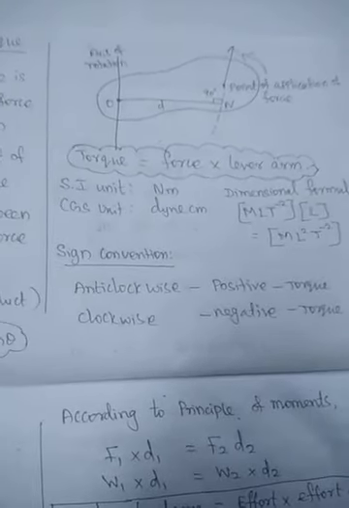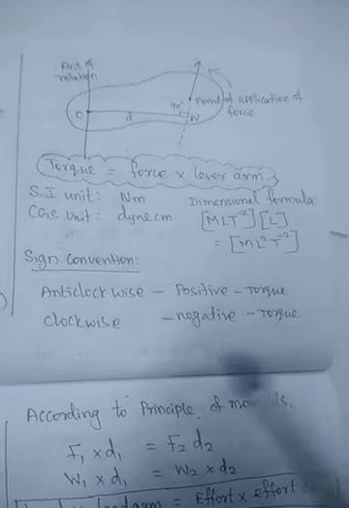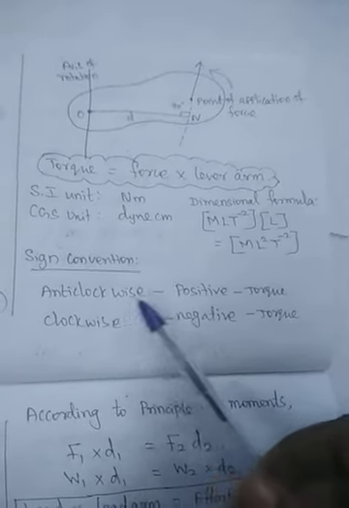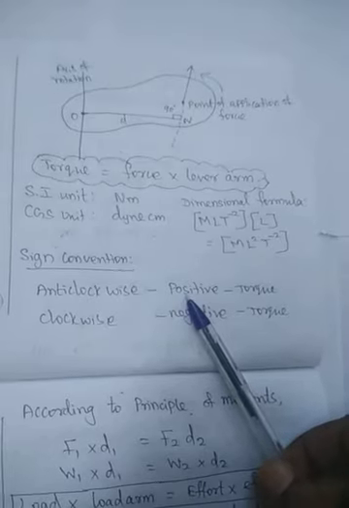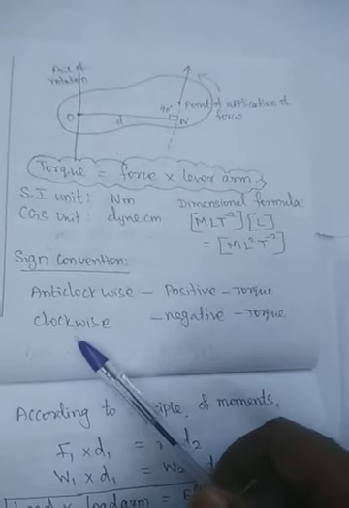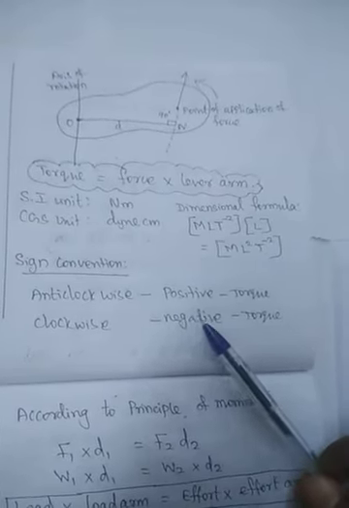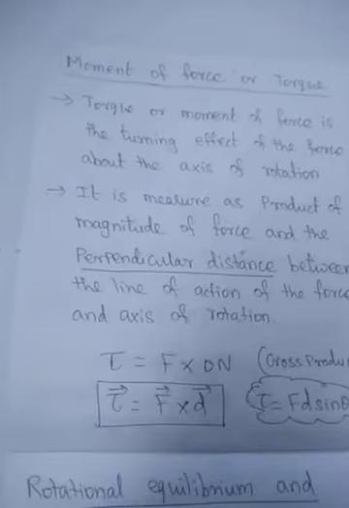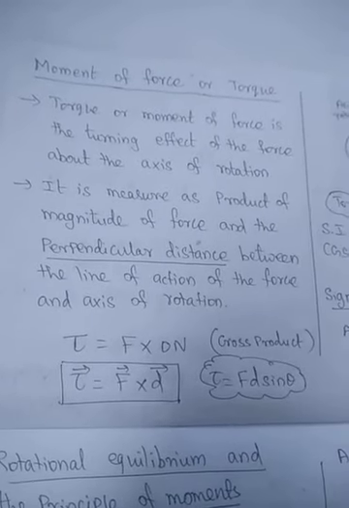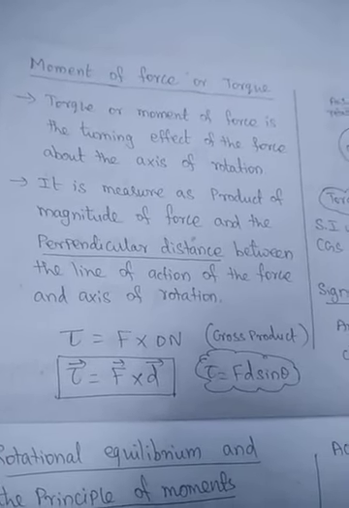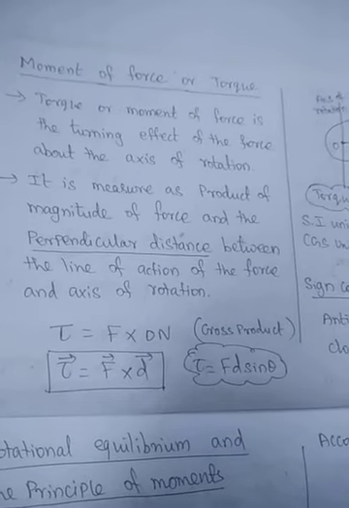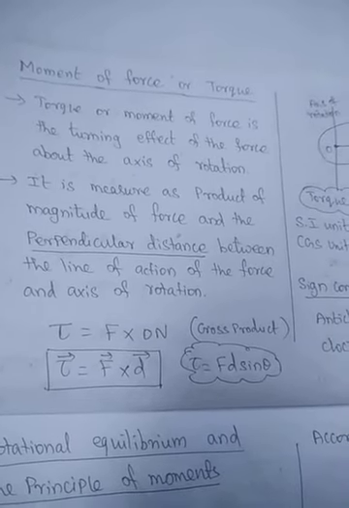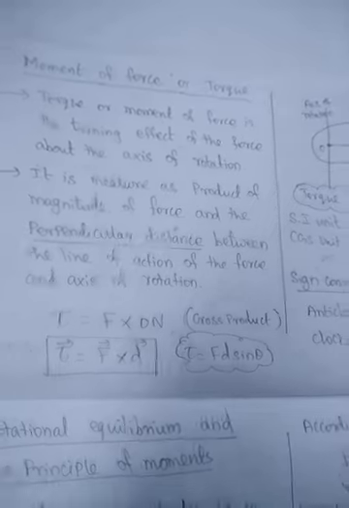Very simply, if the rotation is in the anti-clockwise direction, we can take it as a positive torque. If the rotation is in the clockwise direction, we can take it as negative. So the sign convention for the torque is this one. So very simple, the torque means the force into perpendicular distance. The perpendicular distance means the distance between the axis of rotation and the force applied.